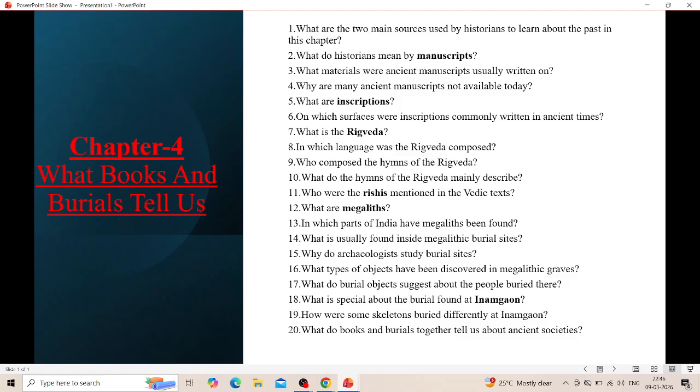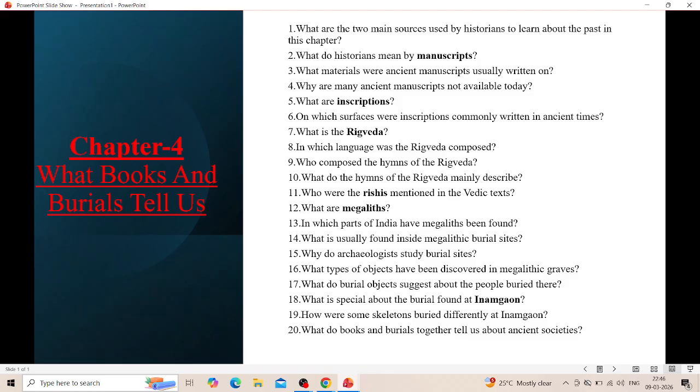What are inscriptions? Inscriptions are writings carved on hard surfaces like stone or metal. On which surfaces were inscriptions commonly written in ancient times? Inscriptions were commonly written on surfaces such as stone pillars, rocks, temple walls and copper plates.